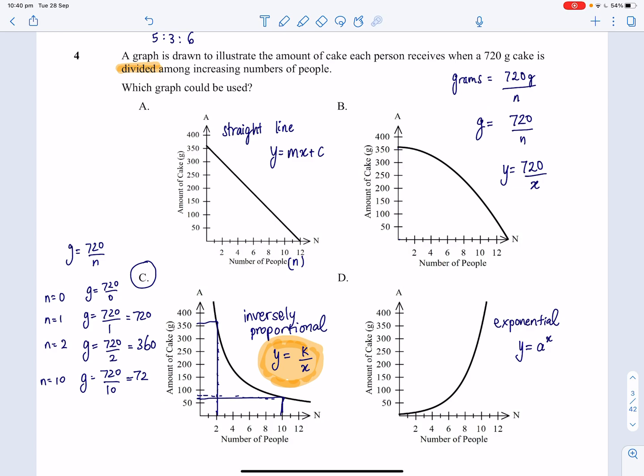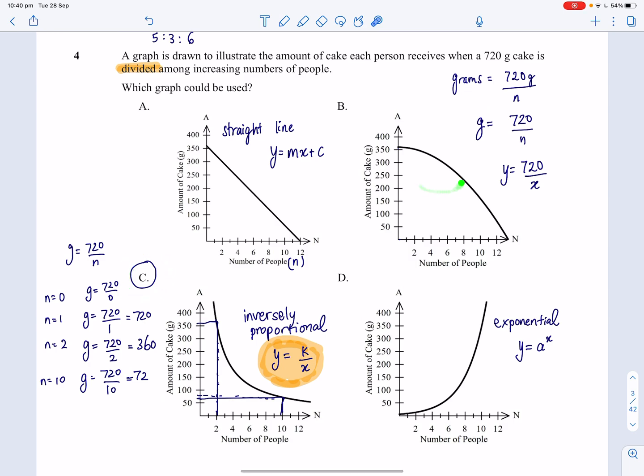You might then be able to say, well, this equation looks similar to the inversely proportional equation of y equals some constant divided by x. Recognizing that a straight line is y equals mx plus c, this could be part of a parabola, not too sure what that is, and an exponential is y equals a to the x. These two are the most closely matched, so you could say C.